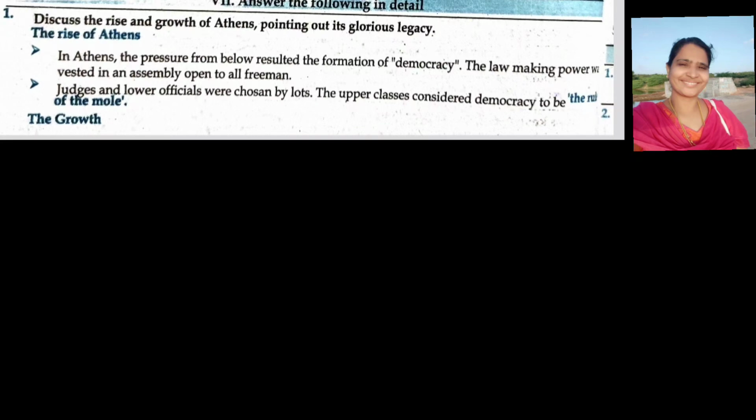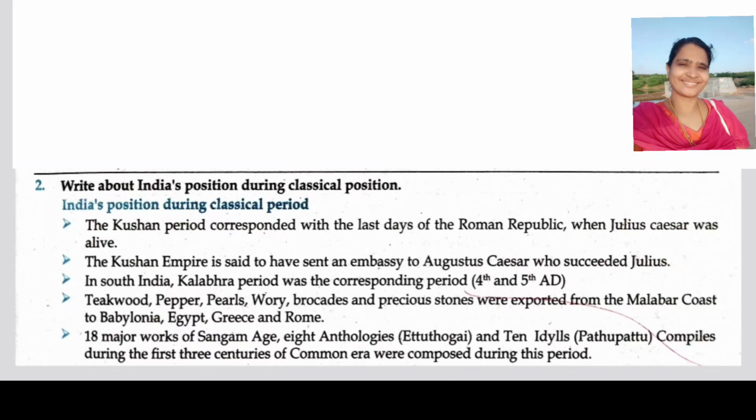Okay, second question children, write about India's position during the classical period. India's position during the classical period. The Kushan period corresponded with the last days of the Roman Republic when Julius Caesar was alive. The Kushan Empire is said to have sent an embassy to Augustus Caesar, who succeeded Julius Caesar.